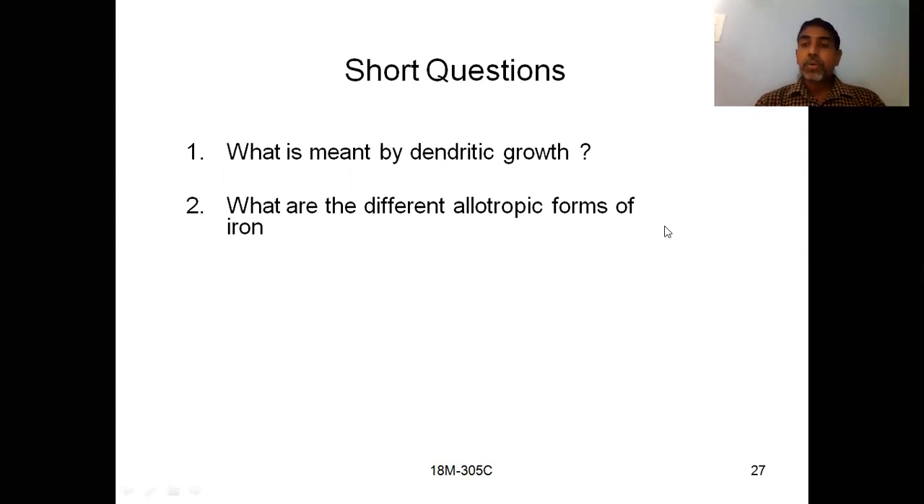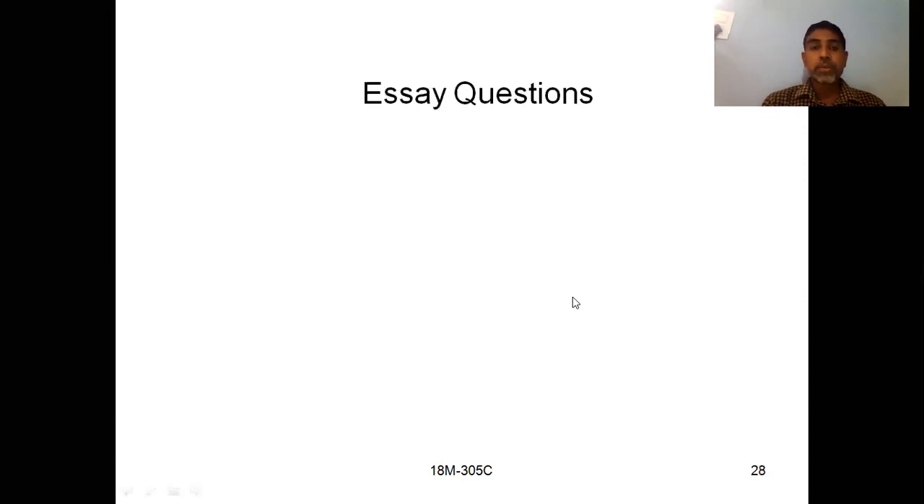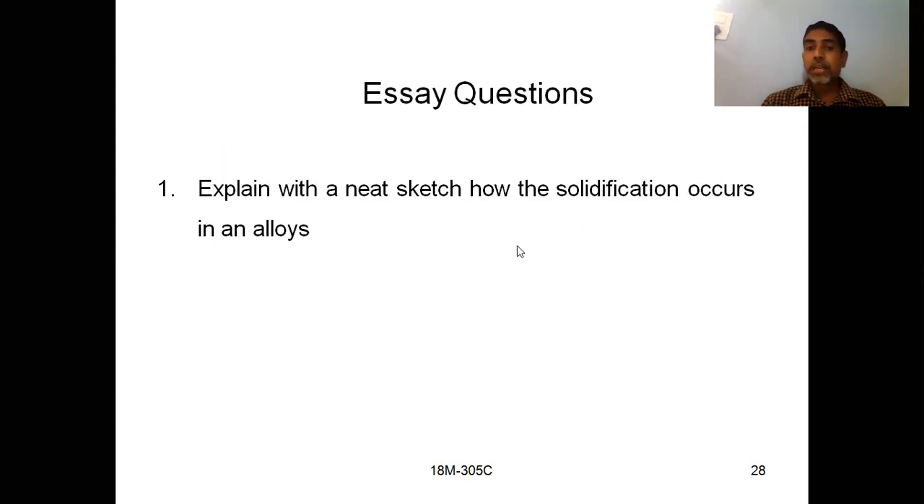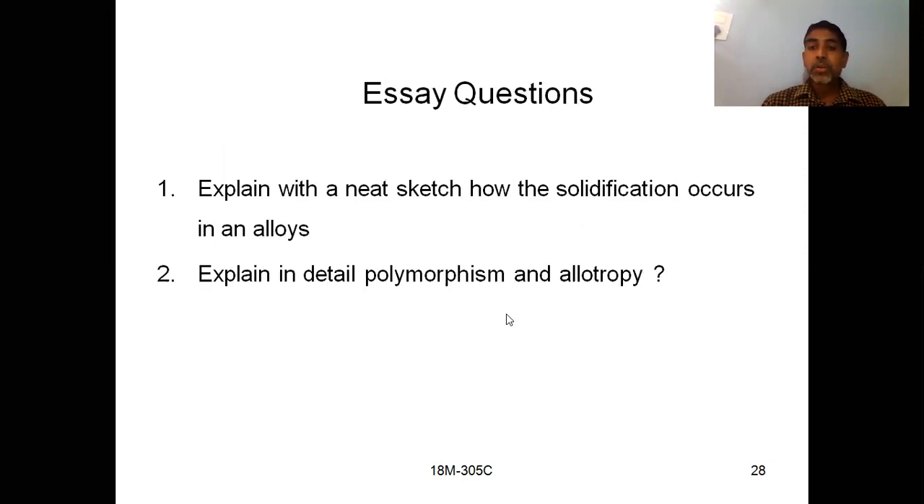And what are the different allotropic forms of iron? We are having delta iron, gamma iron, and alpha iron, magnetic and non-magnetic. Those things you have to explain with the diagram. What is meant by polymorphism, what is meant by allotropy, we have just discussed. And for the solidification process that occurs in an alloy, and polymorphism and allotropy, you can use the cooling curve of pure iron with a neat diagram. You can take the allotropic forms of pure iron and explain the phenomena of polymorphism as well as allotropy. So with this, I am closing today's session.